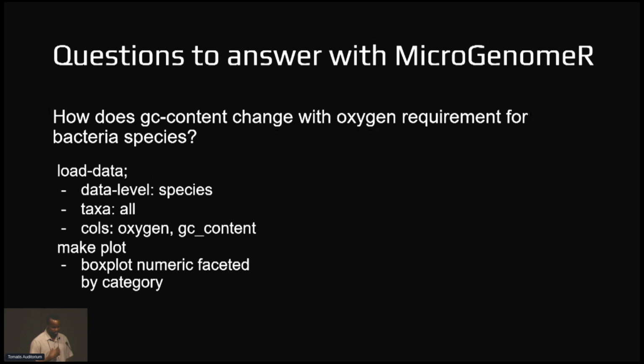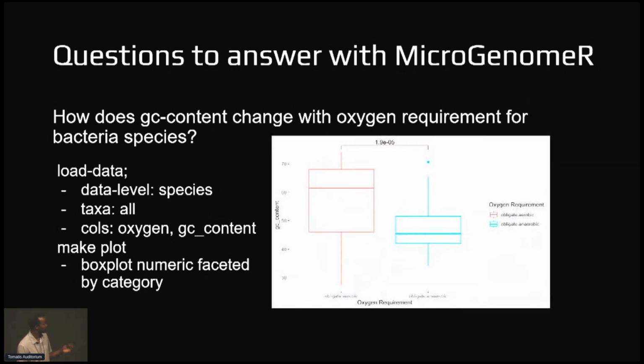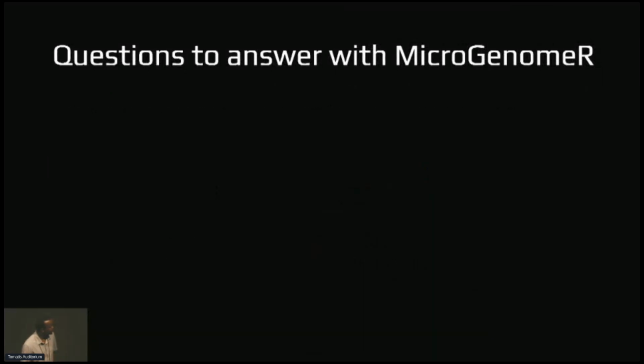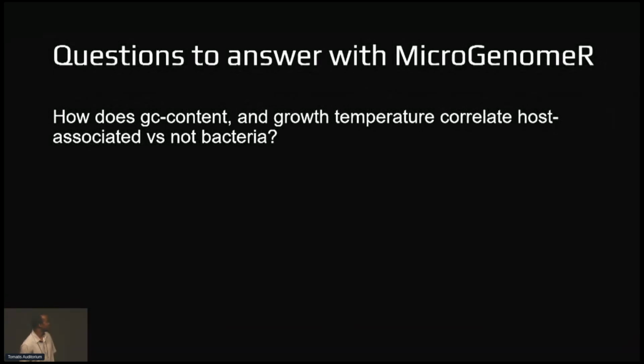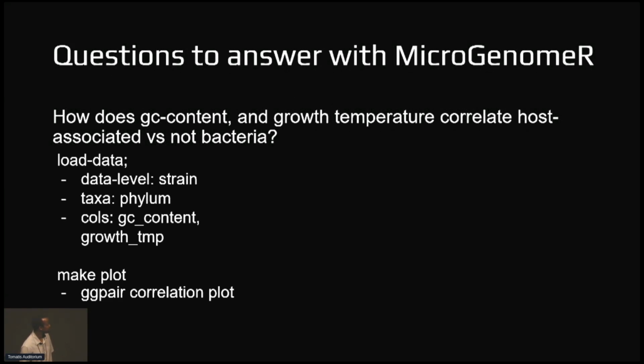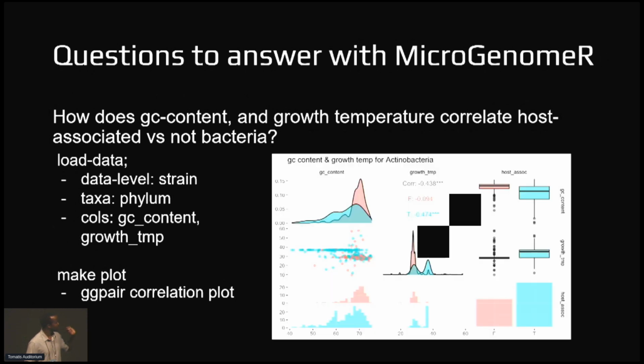Then there will be functions that enable you to make different plots. In this case, you can make a box plot of a numeric variable, GC content, faceted by oxygen requirement. And you should be able to use any category of your interest. Additionally, you can do the same thing, let's say, how does GC content change with growth temperature? You load the same thing, strain level or taxa level. In this case, taxa level, you want a phylum. In the phylum, you can specify which specific phylum you want, and you'll be able to visualize your data set.